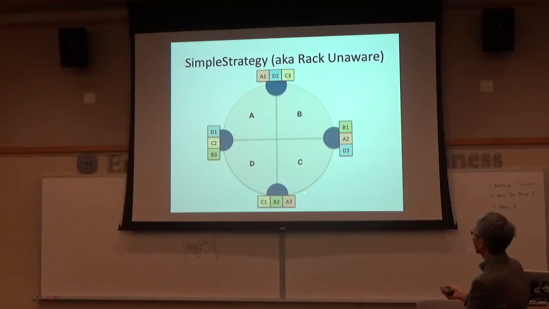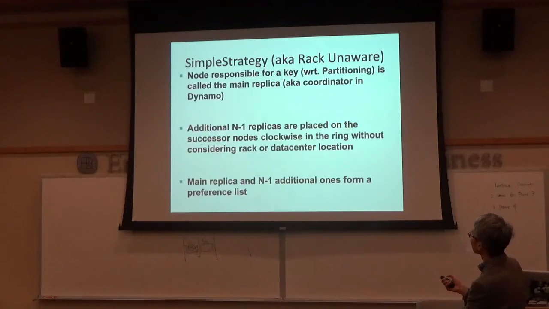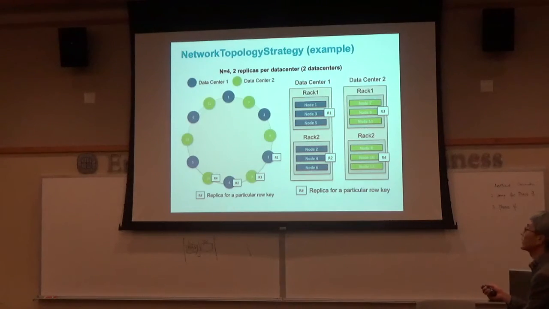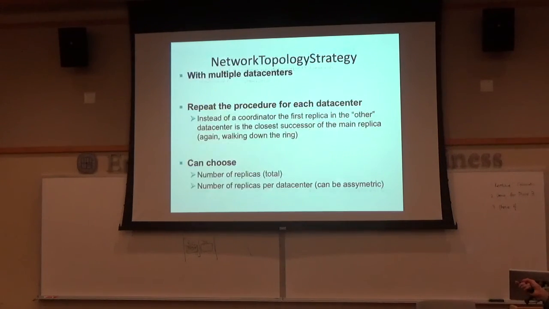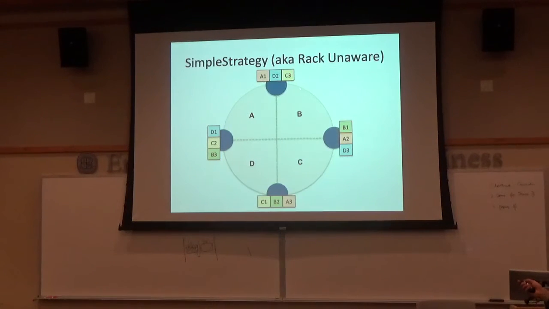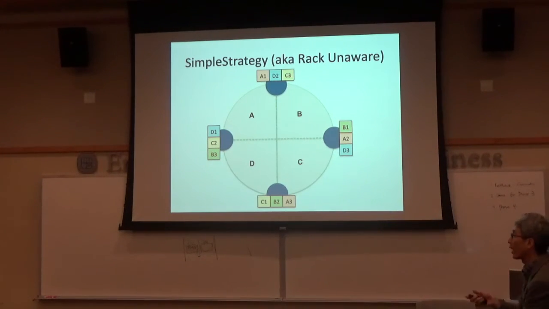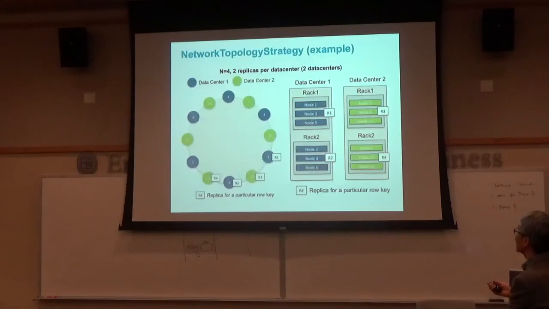So we can make the replicas: A1, A2, A3, B1, B2, B3, and C1, C2, C3. Within the data center, we can create the replicas using the ring topology like this. It's called the simple strategy. But if we have multiple data centers, which is more reliable, like New York and LA, we need to consider such data centers. That is the network topology strategy.